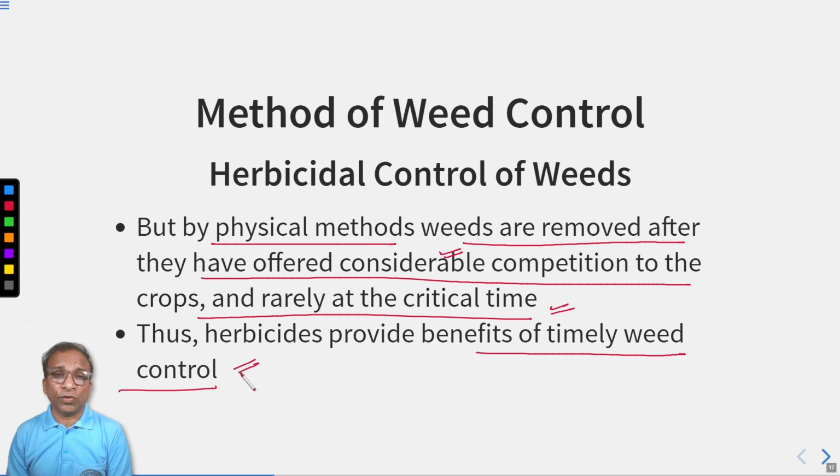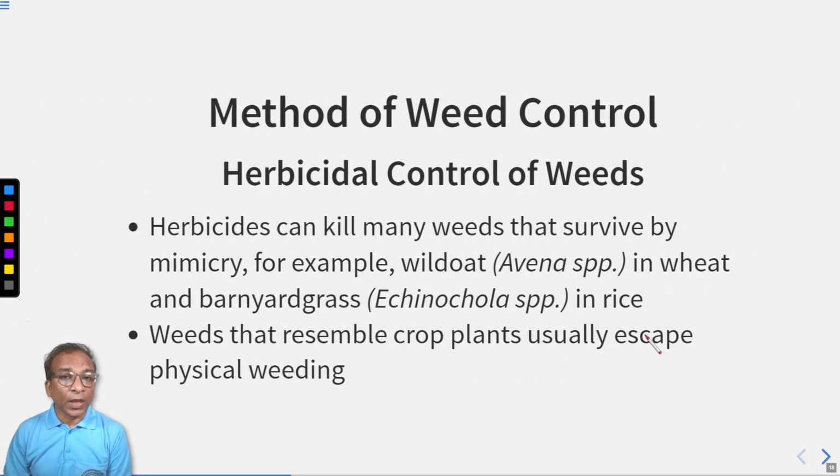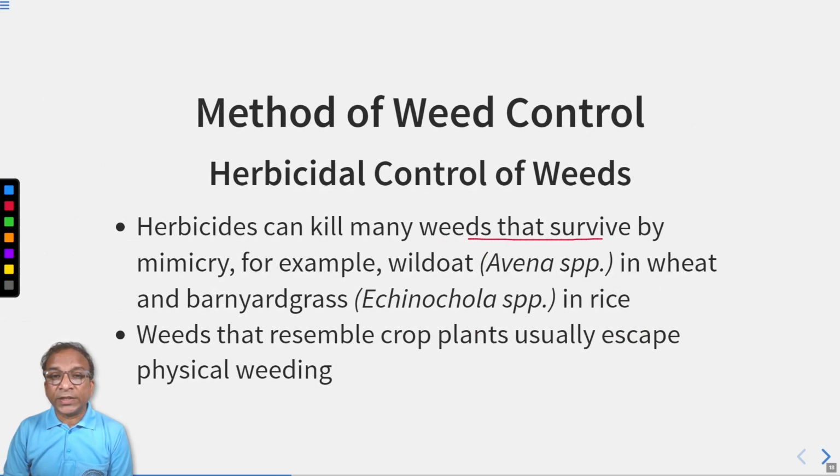Whether we are going for the physical method or using herbicides, the time at which we apply it is very important. Herbicides can also kill many weeds that survive by mimicry. For example, wild oat, Avena species, in wheat, and barnyard grass, Echinochloa species, in rice, right?